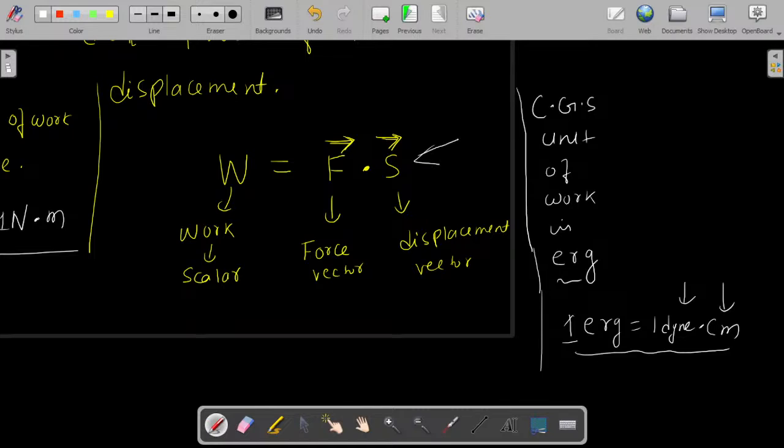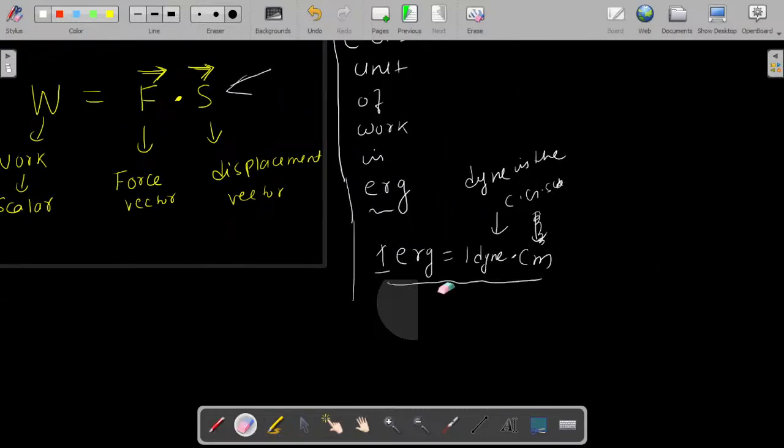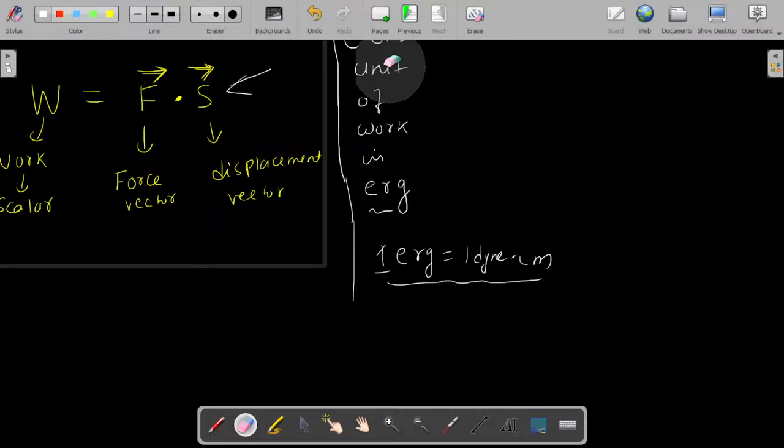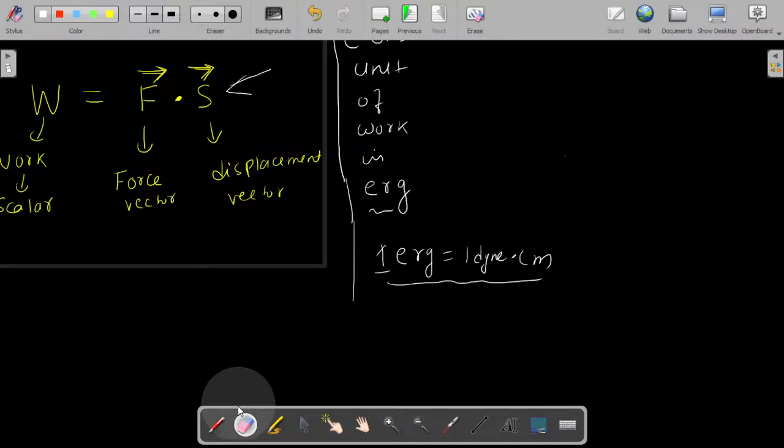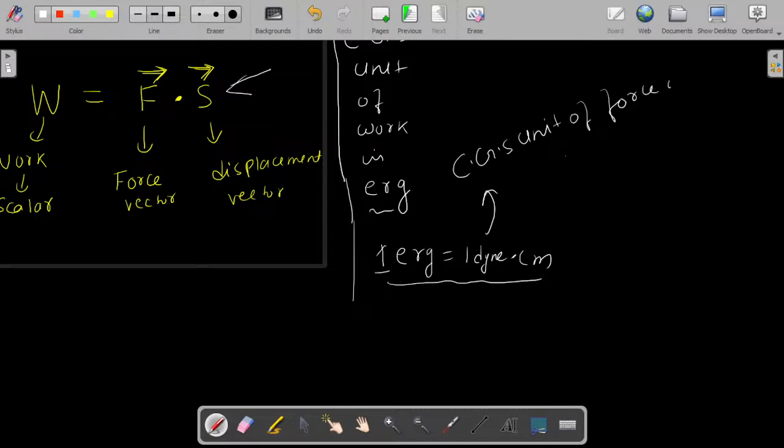What is dyne? Dyne is the CGS unit of force. Write down, CGS unit of force is dyne. Okay.